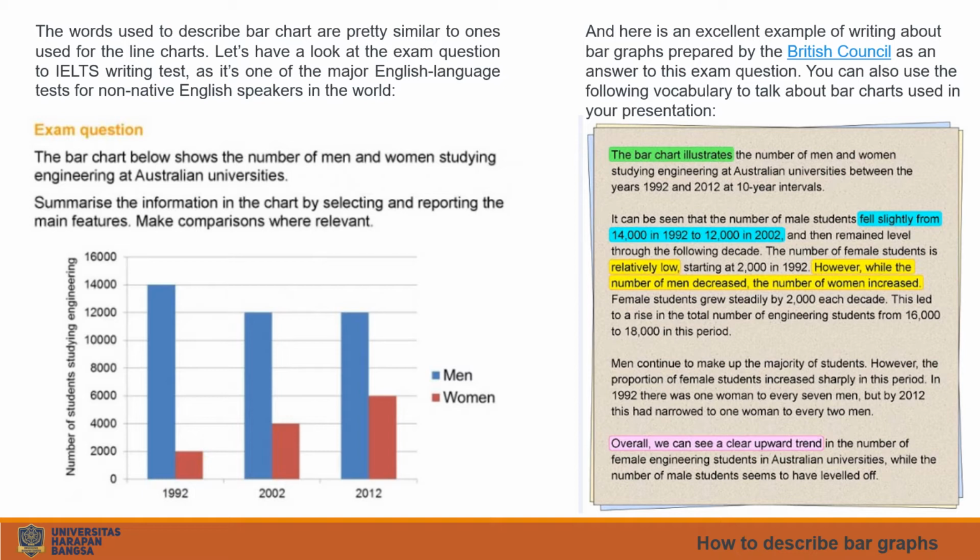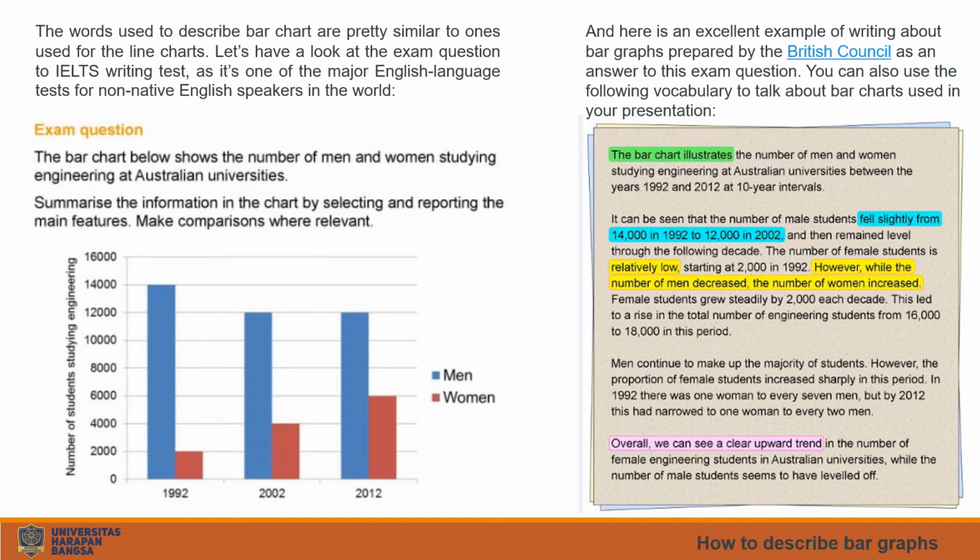You can also use the following vocabulary to talk about bar charts in your presentation. The bar chart illustrates the number of men and women studying engineering at Australian universities between the years 1992 and 2012 at 10-year intervals. It can be seen that the number of male students fell slightly from 14,000 in 1992 to 12,000 in 2002, and then remained level through the following decade.